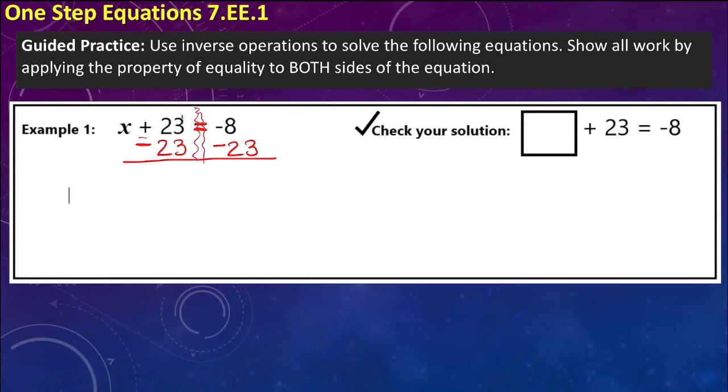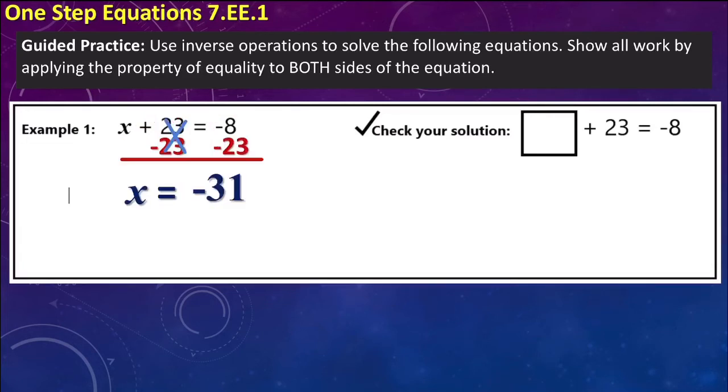Now these 23s right here, the purpose of doing that is to get those to cancel out. You're like, well, what's the purpose of that? Well, the purpose was to get x by itself. We wanted to get the variable by itself. So now we have x equals, and now we just have the computation here. We have negative 8 and we have negative 23. We want to put those together and we're going to get negative 31.